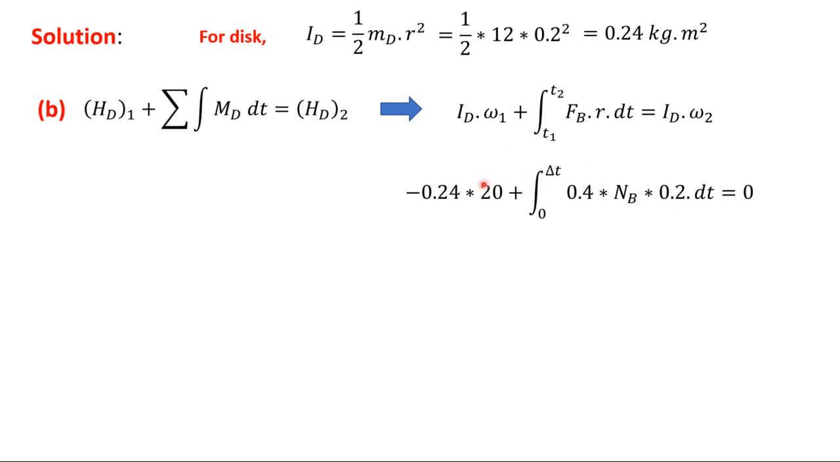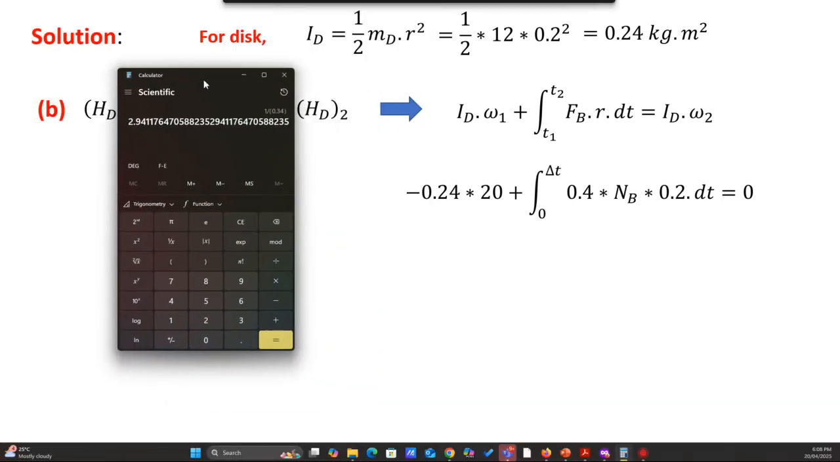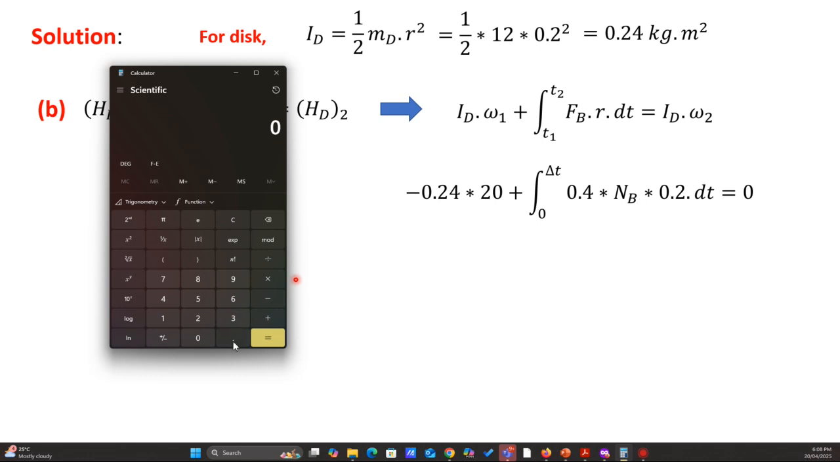0.4 multiplied by 0.2 is going to be 0.08. And here we have 0.24 multiplied by 20. Well, let's use calculator. I don't have to use my skills in the calculations. So once again, the 0.4 multiplied by 0.2 will be 0.08 MB dt here. Okay, and on this side, we're going to have the 0.24 multiplied by 20. And it's going to be 4.8. So now we have here 0.08 MB dt, and here we have 4.8.